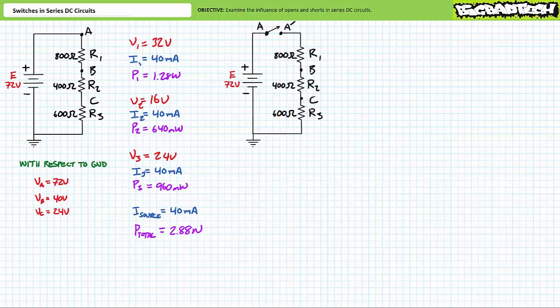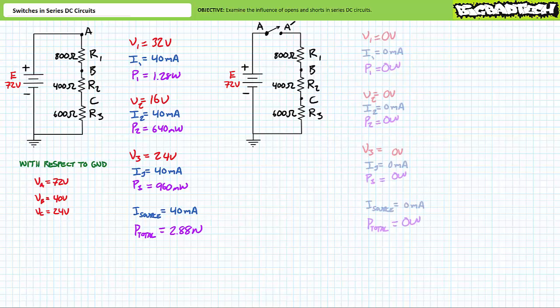If, however, we open the switch, an open or infinite resistance exists between the positive terminal of the source and the top of R1. No circuit exists and no current flows. Source current equals 0, as does I1, I2, and I3. Given no current travels through any element, no voltage drop will be experienced by any element. V1 equals 0 volts, as does V2 and V3. Given no voltage across nor current through, no element dissipates any power. P total, P1, P2, and P3 all equal 0 watts.